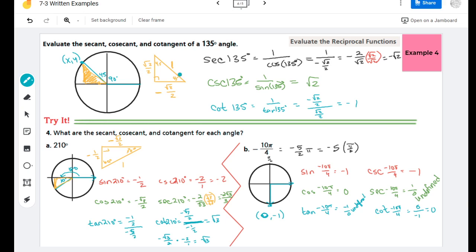So there we have it, guys. That is how to evaluate the reciprocal functions. Until next time.